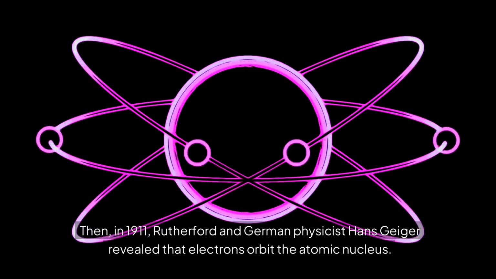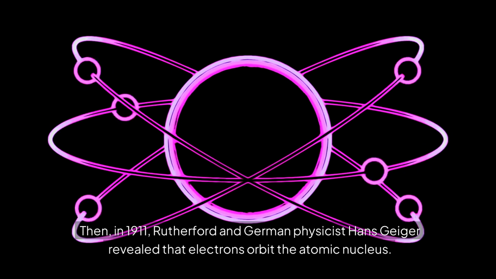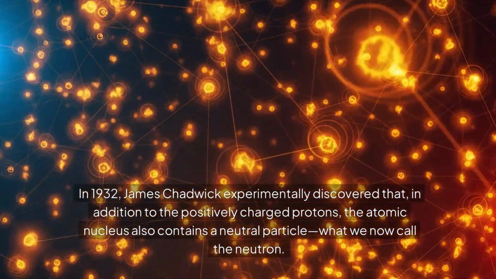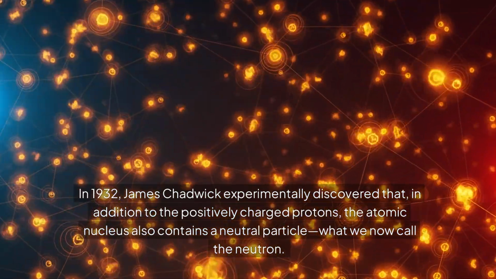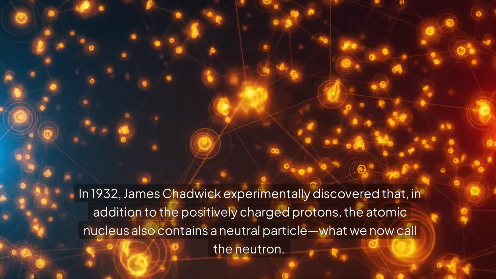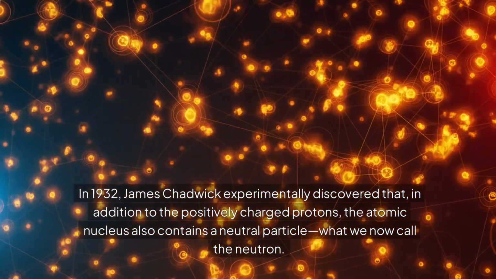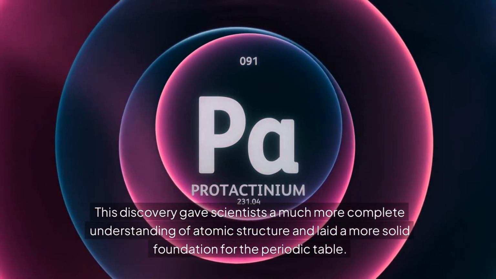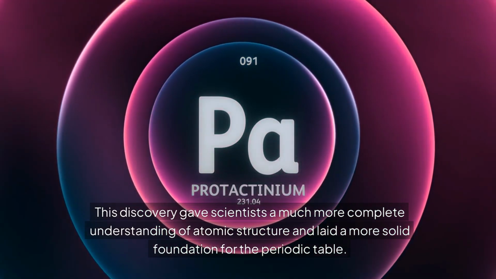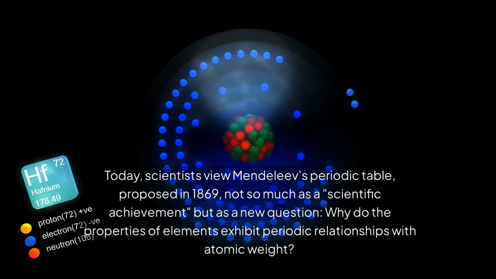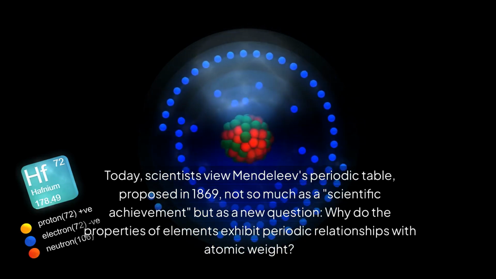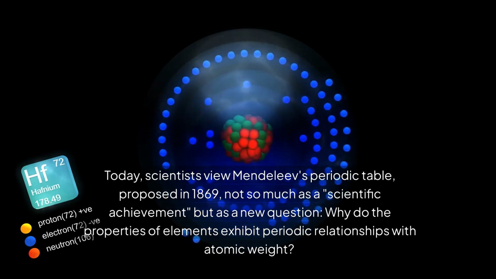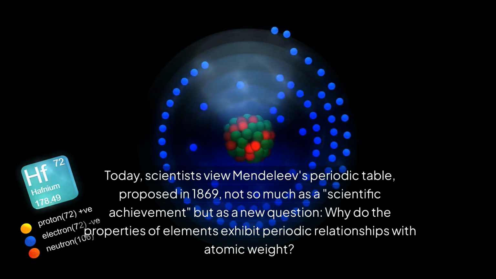Then, in 1911, Rutherford and German physicist Hans Geiger revealed that electrons orbit the atomic nucleus. In 1932, James Chadwick experimentally discovered that, in addition to the positively charged protons, the atomic nucleus also contains a neutral particle, what we now call the neutron. This discovery gave scientists a much more complete understanding of atomic structure and laid a more solid foundation for the periodic table. Today, scientists view Mendeleev's periodic table, proposed in 1869, not so much as a scientific achievement, but as a new question. Why do the properties of elements exhibit periodic relationships with atomic weight?